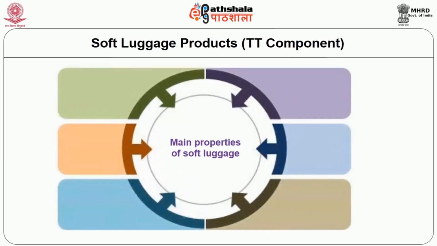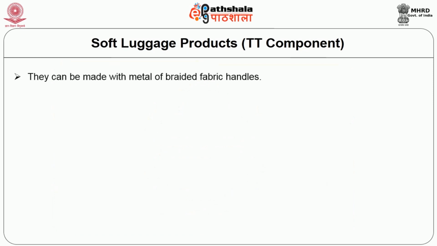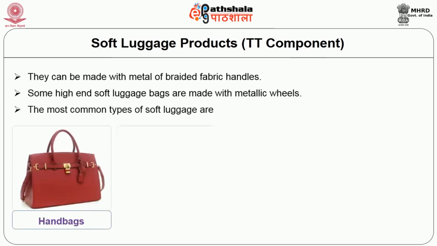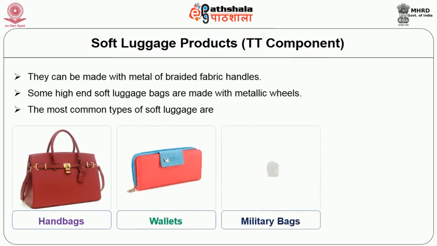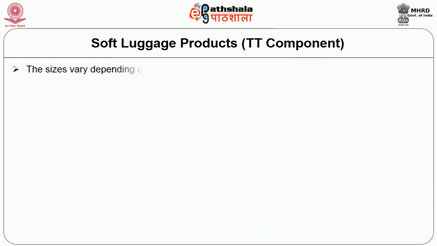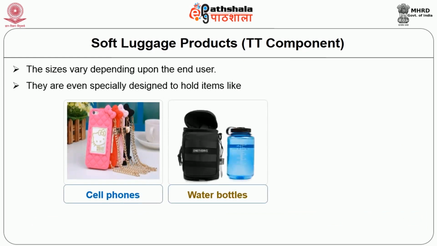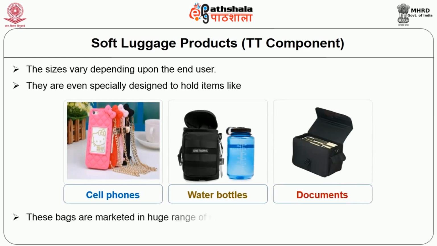The main properties of soft luggage are softness, lightweight, flexible material, durability, elasticity and tear resistance. They are made with metal or braided fabric handles. Some high-end soft luggage bags have metallic wheels. The most common types of soft luggage are handbags, wallets, military and athletic backpacks. The size varies depending upon the end user. They are even designed specially to hold items like cell phones, water bottles and documents. These bags are marketed in a huge range of colors and special prints for children.